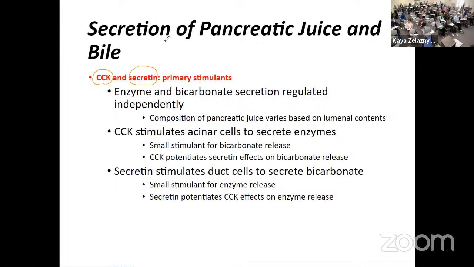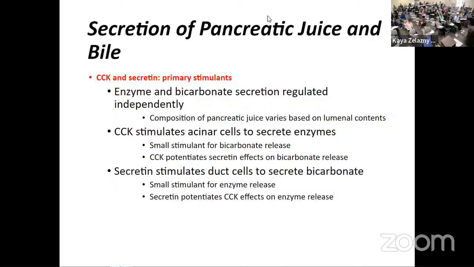All right. So whether we are secreting enzymes and/or bicarbonate, it's under a little bit of different control. So you could, in theory, secrete a bunch of enzymes but not much bicarbonate, or vice versa, because we have slightly different signals to these different cells. So we have independent regulation of these two main parts of our pancreatic juice.